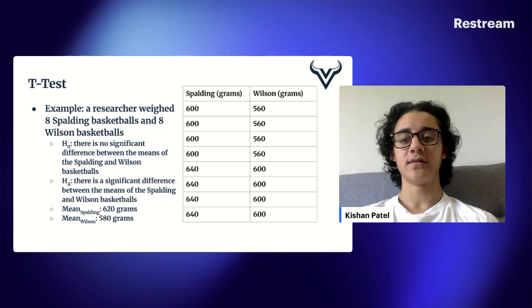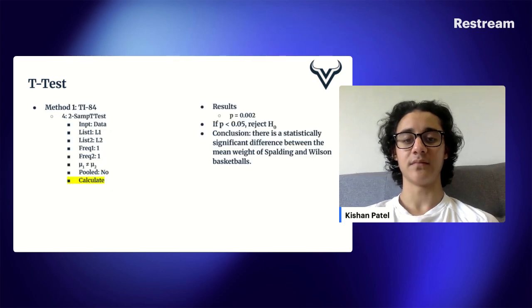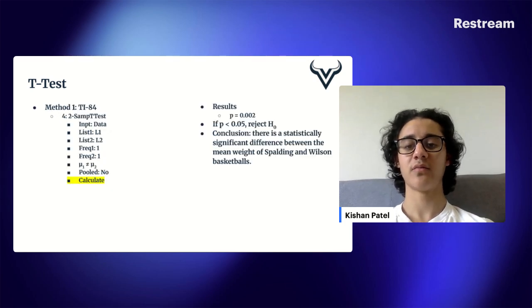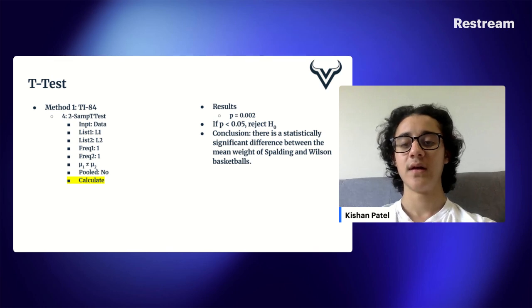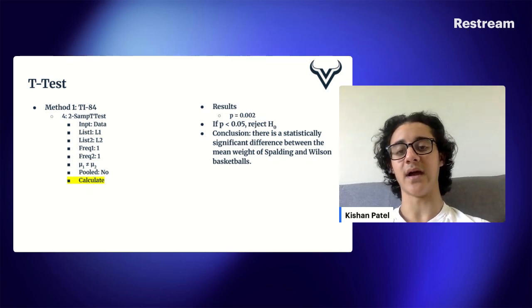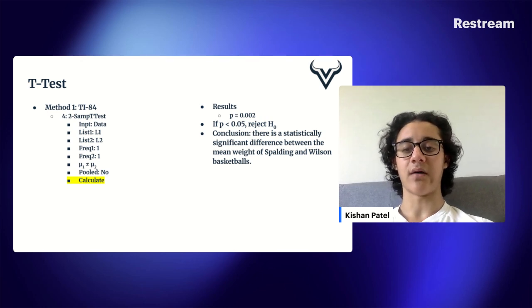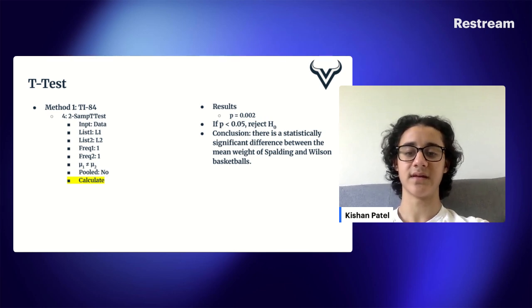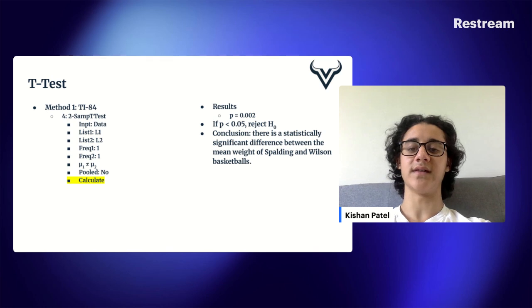Okay, so there are two methods of doing the t-test. Method 1 uses the TI-84. So if you go to stat and then test, you will find number 4 is 2-samp t-test. So where it says input, you want to say data. List 1 and list 2 would be L1, L2. You'd have to type out those numbers that we saw on the table in these two. Frequency 1 and frequency 2 would just be 1 each. You would want to select the option that says mu1 does not equal mu2.